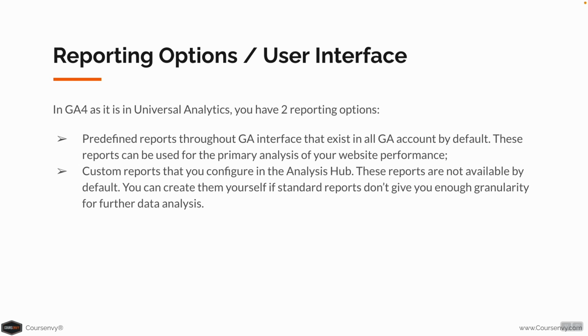In Google Analytics 4, just like Universal Analytics, you have two reporting options. These predefined reports in the Google Analytics interface are default, and you can export them at any level. Again, top right, share as a link or download. But for these custom reports, you can configure them via this Analysis Hub. These reports are not available by default.